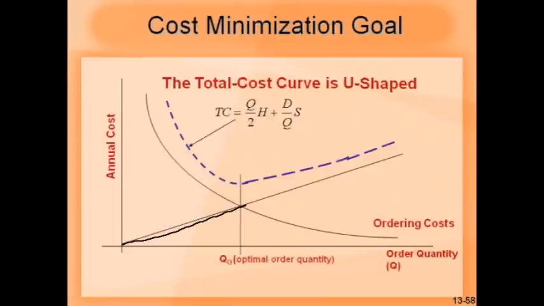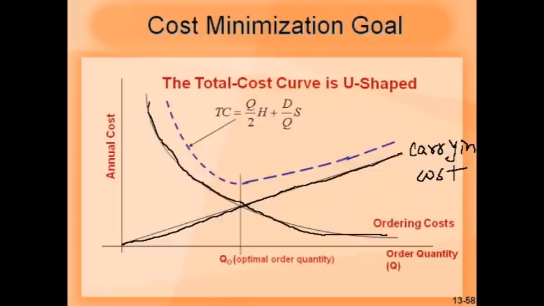So you have this straight line which keeps on increasing as the order quantity increases, and that is our inventory carrying cost. And the other line is the ordering cost. So as the Q goes up, order quantity goes up, then ordering cost goes down.